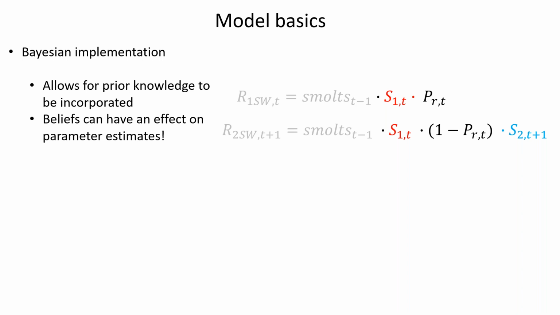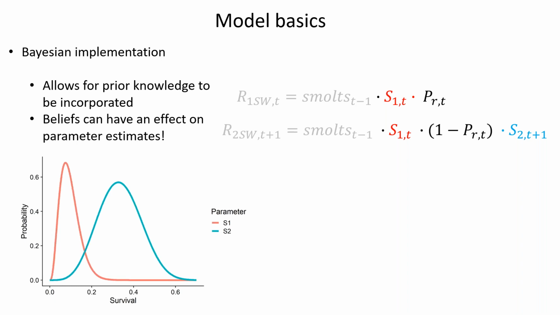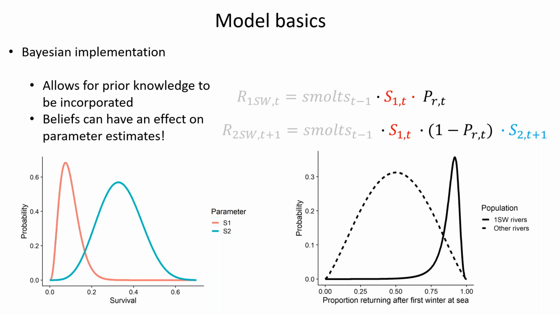So just to show your priors for the parameters S1 and S2, these are our priors. We're basically saying that we believe that the survival in the first year at sea is less than the survival in the second year at sea. And likewise, for the proportion returning, we know that for a 1 sea winter dominated river, the proportion returning is going to be much higher in the first year than for a river where most fish are 2 sea winter or older. So we use different priors and incorporated them in this model, where for populations that are 1 sea winter dominated, we expect the proportion returning to be relatively high. And for other rivers, we made the prior relatively wide. So we say it could be anywhere around here. Because of these prior curves, the model can converge, and based on these priors, you'll get parameter estimates.